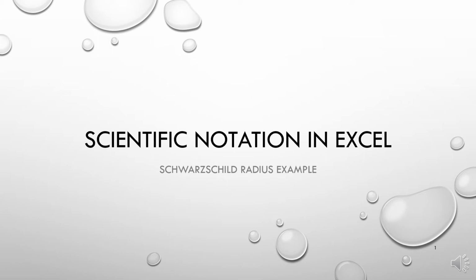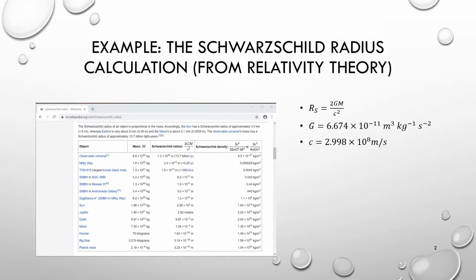In this presentation, we will consider the example of calculating the Schwarzschild radius as an example of using scientific notation in Excel. The Schwarzschild radius calculation comes from relativity theory, but it's a pretty simple calculation of 2 times G times M divided by c squared, where G is a constant and c is a constant and M is the mass of some object, usually some astronomical object.